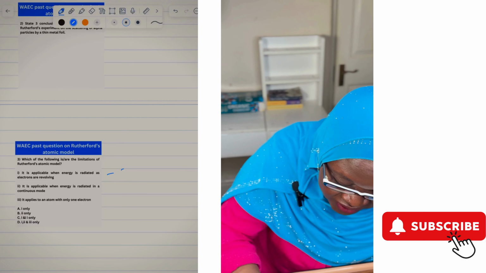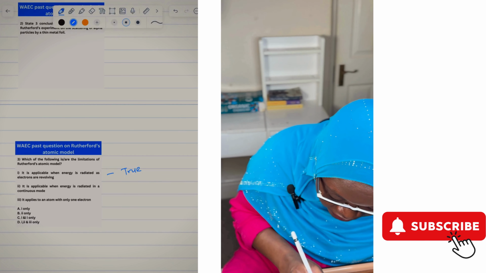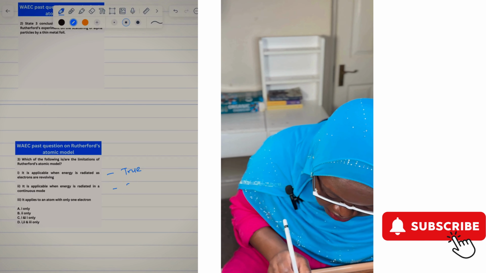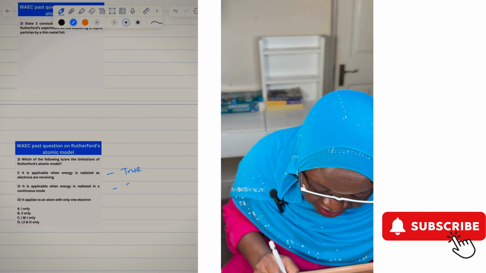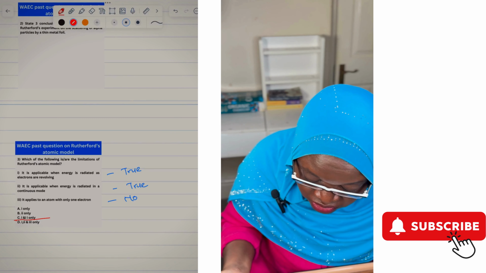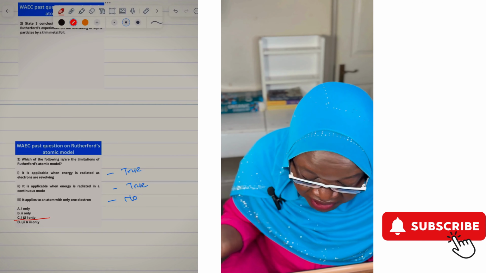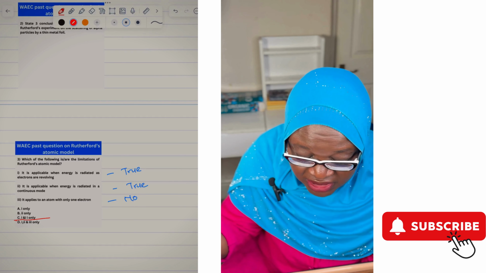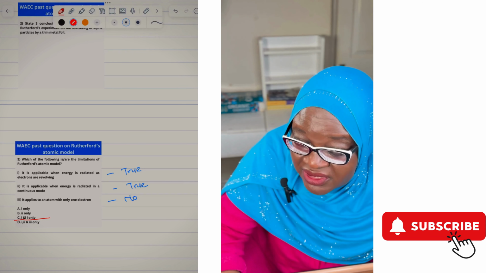So we can confidently say option C is the correct answer, because these are the actual limitations that came with the Rutherford model, that it is only applicable when electrons are revolving and they are always radiating energy in a continuous mode.